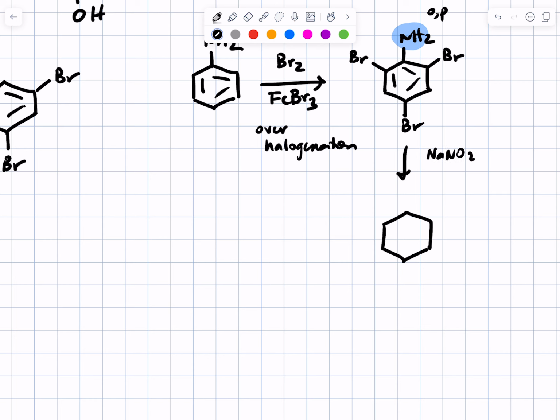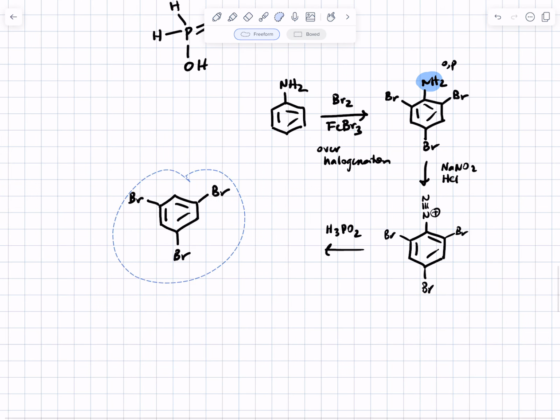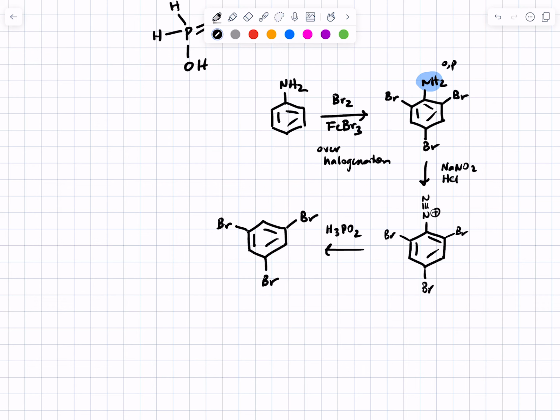So you would use sodium nitrite and HCl to get the aryl diazonium ion. And then you would use H3PO2 to make this. And that puts the hydrogen from hypophosphorus acid onto the ring. Okay, so useful for that one thing, kind of cute.